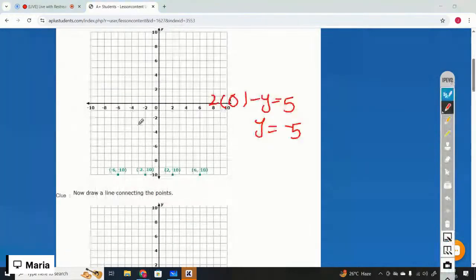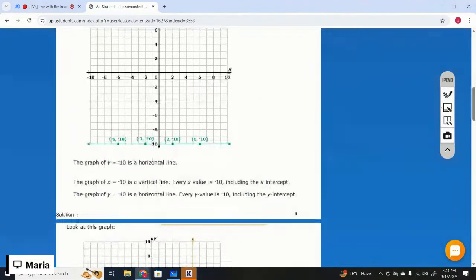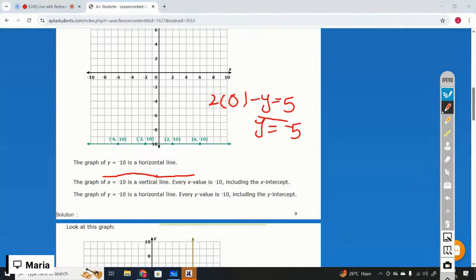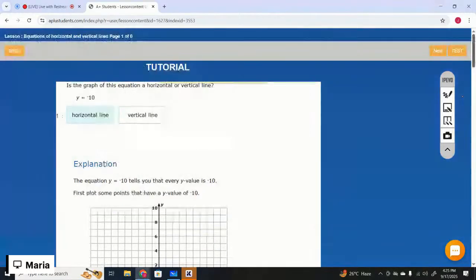Here is the y-axis, right? y equals negative 1 would be a line that is over here. So that is the vertical line. The correct option is vertical. Sorry, horizontal line. Horizontal line it is. This is the horizontal line and this is the vertical line. Let's just start with the test questions.